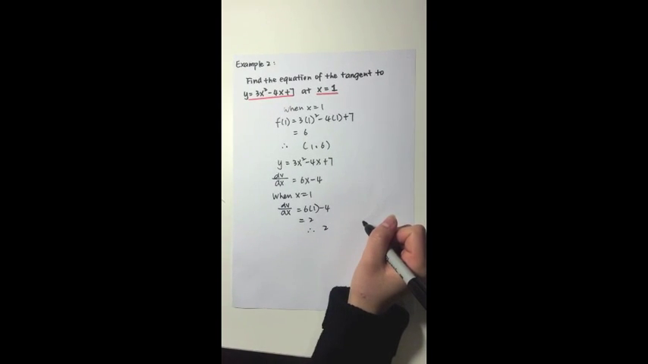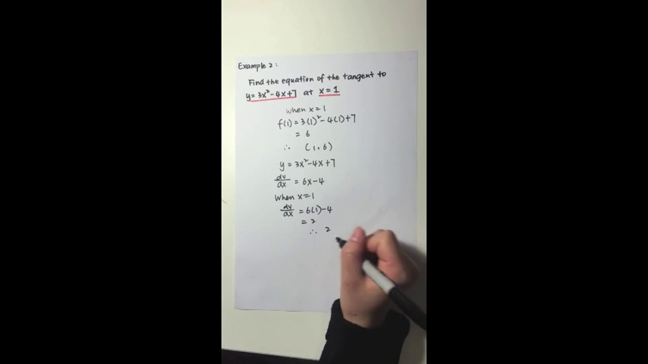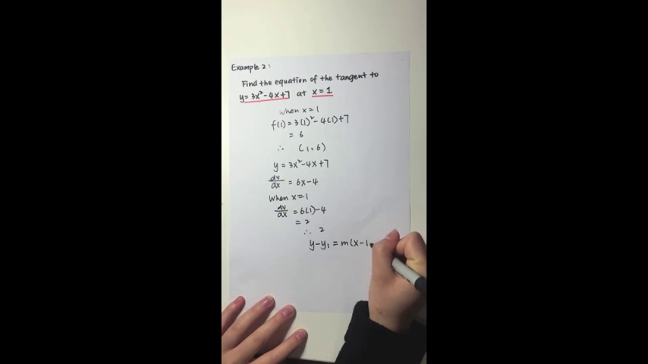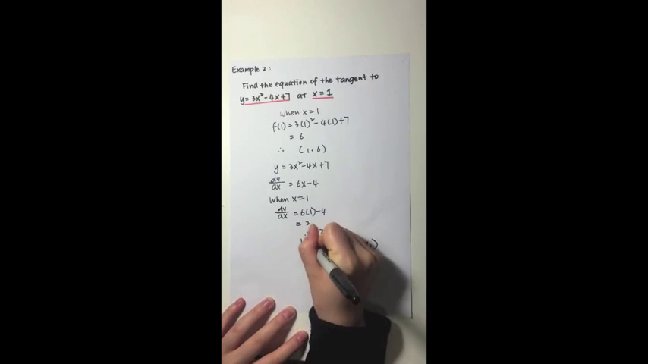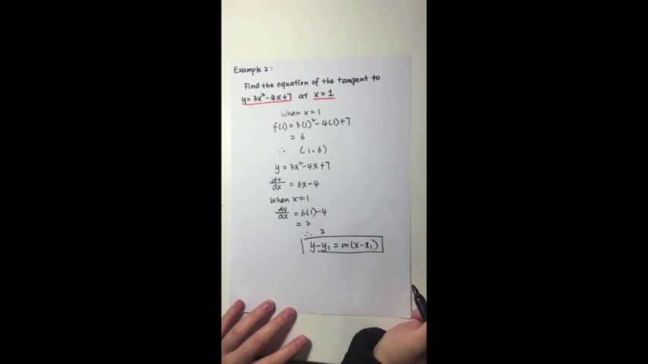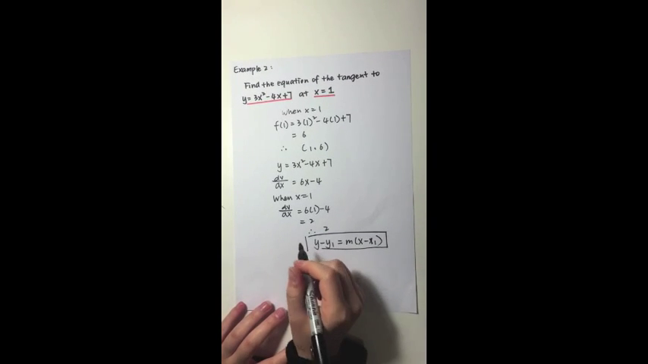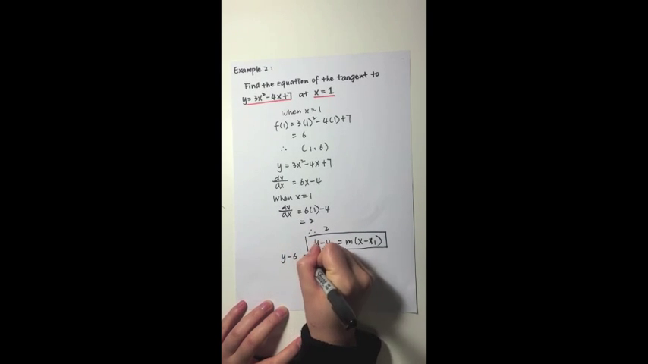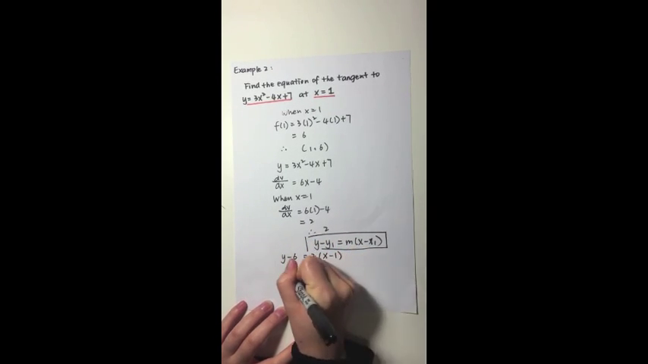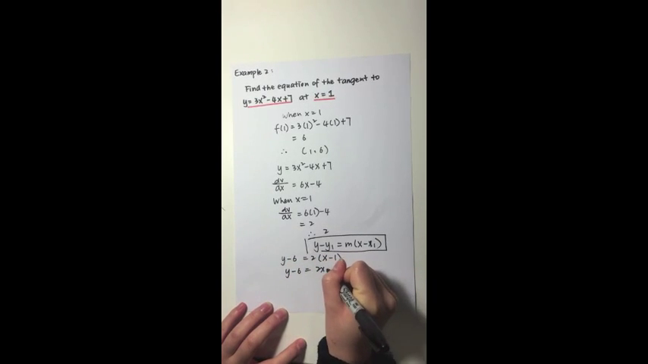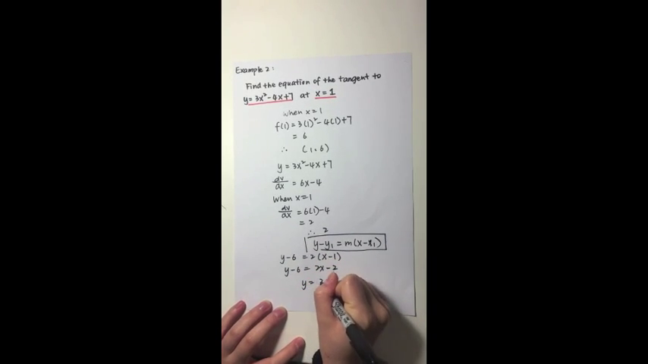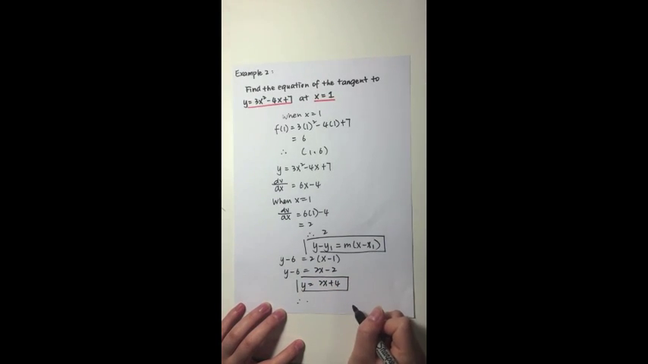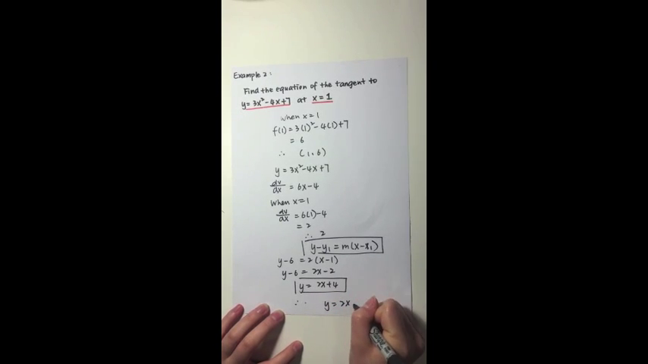Next, we need to use the slope plus one point formula, y minus y1 equals m times x minus x1. So substitute all the values into that formula. y minus 6 equals 2 times x minus 1. y minus 6 equals 2x minus 2. y equals 2x plus 4. And that is the answer. So the equation of the tangent is y equals 2x plus 4.